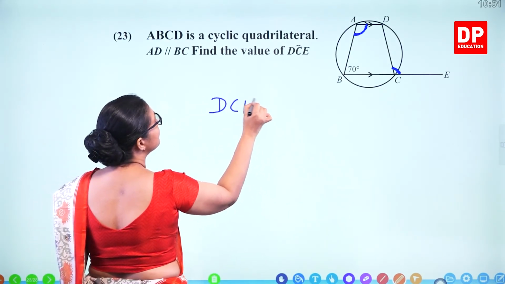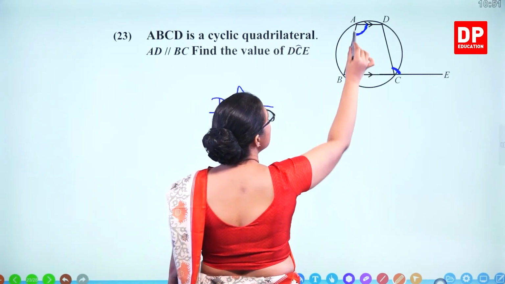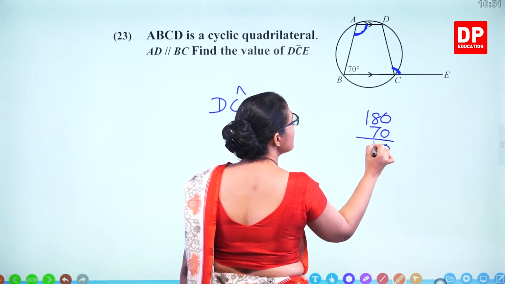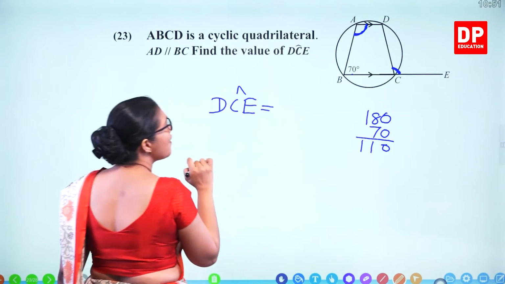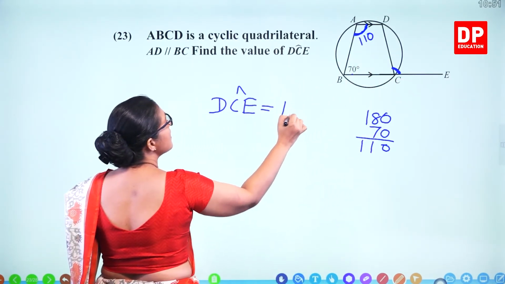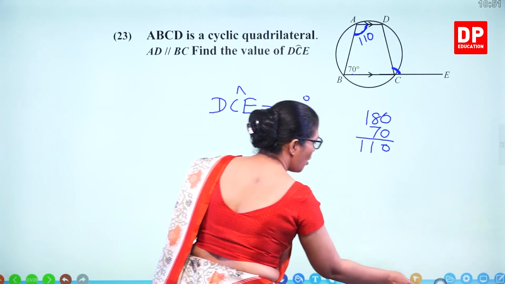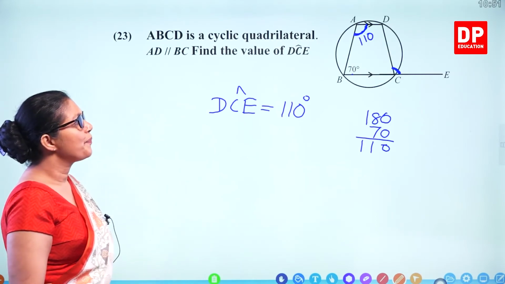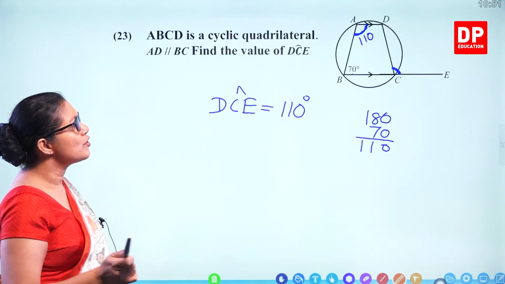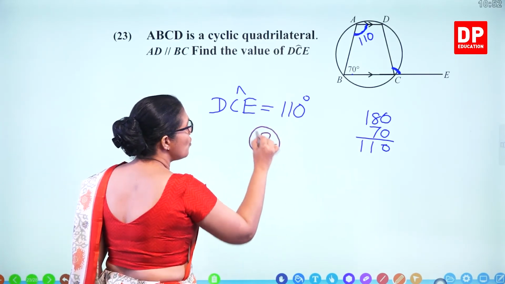What's that? This and this allied angles add up to 180. So when you subtract 70 from that, you get 110. So this is 110. That means this angle is also 110. So which theorem did we use? The exterior angle of a cyclic quadrilateral is equal to the interior opposite angle. So 2 marks.